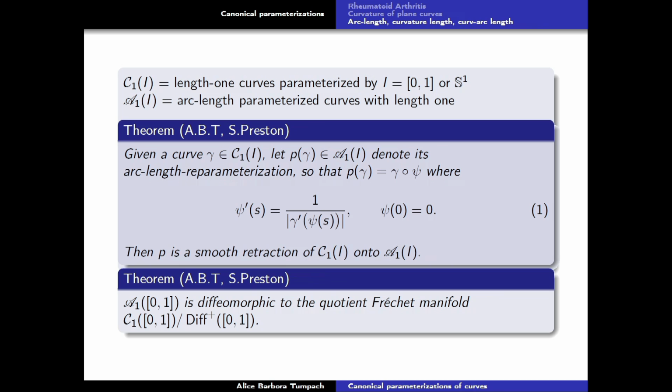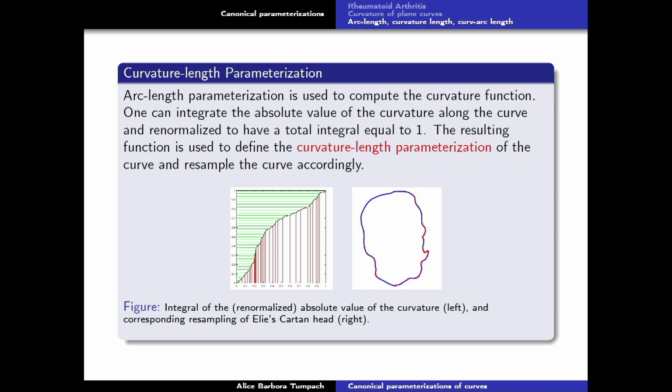I didn't mention, I should have, this result is in collaboration with Steve Preston, and to prove this very natural and easy result, we need the Nash-Moser inverse function theorem, because we are in the Fréchet setting, so it's a bit non-trivial. Anyway, let me define the curvature length parameterization.